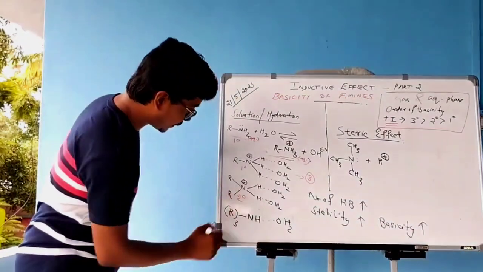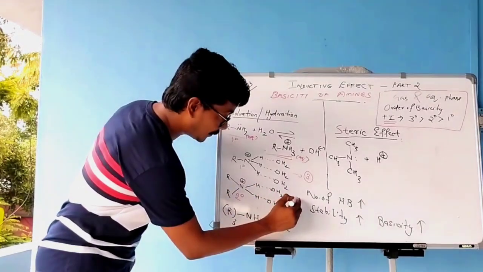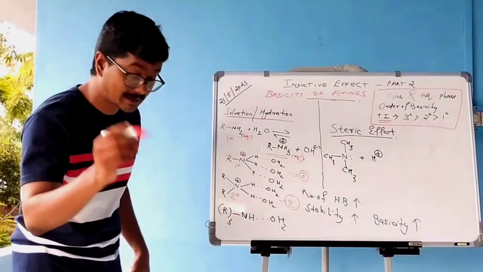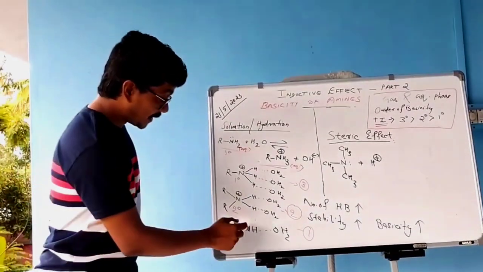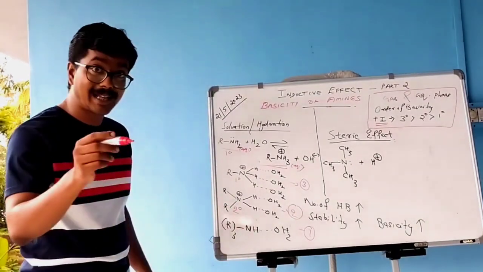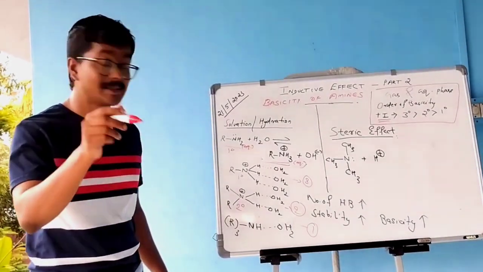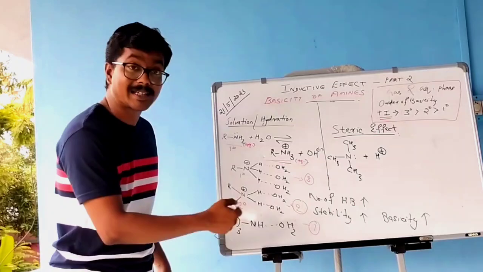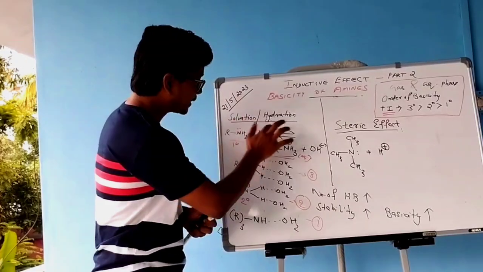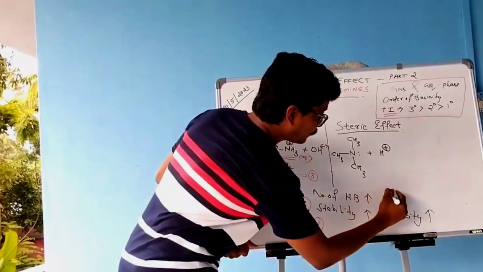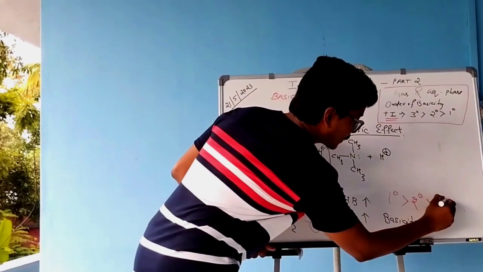When we consider the secondary alkyl ammonium salt, only two hydrogen bonds are there. When we consider tertiary, only one hydrogen bond is there. So the stability of tertiary alkyl ammonium salt is very less. Hence, according to the solvation effect, the basicity of tertiary amine is very less. Okay. So the order of basicity when we consider the solvation effect will be primary greater than secondary greater than tertiary.